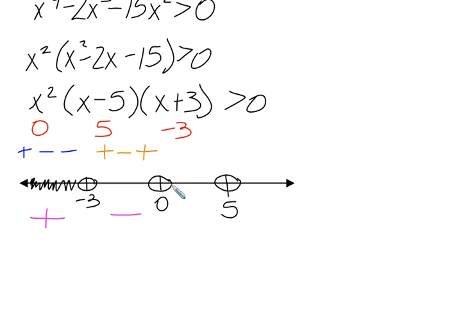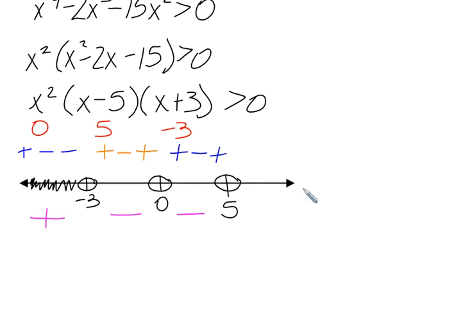Next, let's pick a number between 0 and 5, for example, x equals positive 4. 4 squared is positive. 4 minus 5 is negative, and 4 plus 3 is positive. So in that region, a positive times a negative is going to be negative. It's not greater than 0, so that region would not be shaded in.